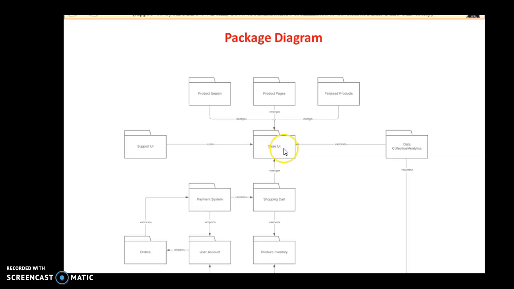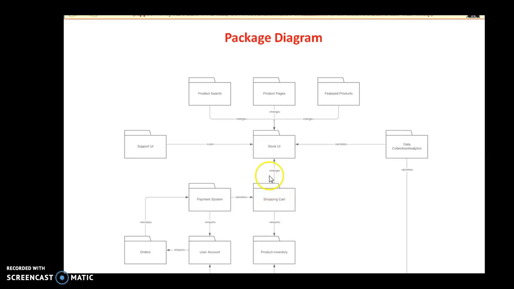When the user is searching for a particular product, the query will go to the data collection, to check whether it is available or not. When the user is logged in, he will go to the product page, as well as have some featured products or the product search. Then support UI. In support UI, if the person is searching for a product which is not available, some message should be printed to support the error, or the unavailability of the product. So the support UI is there.